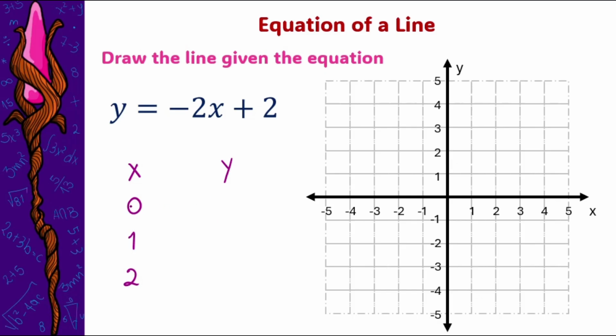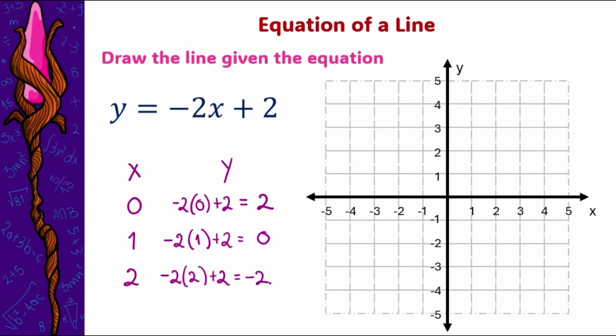So when x is equal to 0, then y is minus 2 times 0 plus 2, which is 0 plus 2, which is 2. In this case, it would be minus 2 times 1 plus 2. Minus 2 times 1 is minus 2, plus 2 is 0. And finally, minus 2 times 2 plus 2 is equal to minus 4 plus 2, which is minus 2.